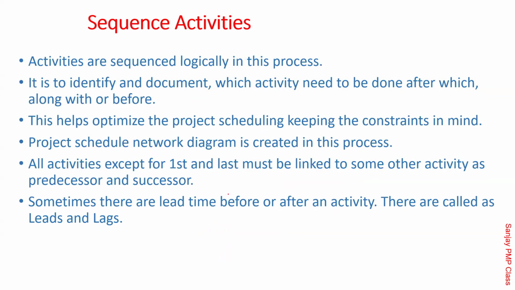Now comes sequence activity. In the sequence activity, activities are sequenced logically in this particular process. It is to identify and document which activities need to be done after which, meaning sequential, or which activities could be done along with others, meaning parallel. So there are two ways: either do it one after the other, or parallel, or with overlap. All those possibilities are handled in sequence activity. It will help you optimize the project schedule, keeping the constraints in mind.